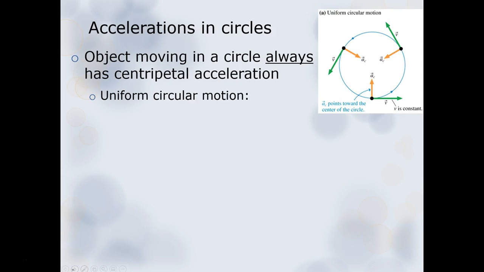So if you think back to the centripetal motion unit, we know that objects moving in a circle will always have a centripetal acceleration. And whenever it's uniform circular motion in particular, we know that the speed is constant and the direction is changing, and that's why we have that acceleration that points toward the center. We say that our centripetal acceleration is going to be equal to our velocity squared divided by r.